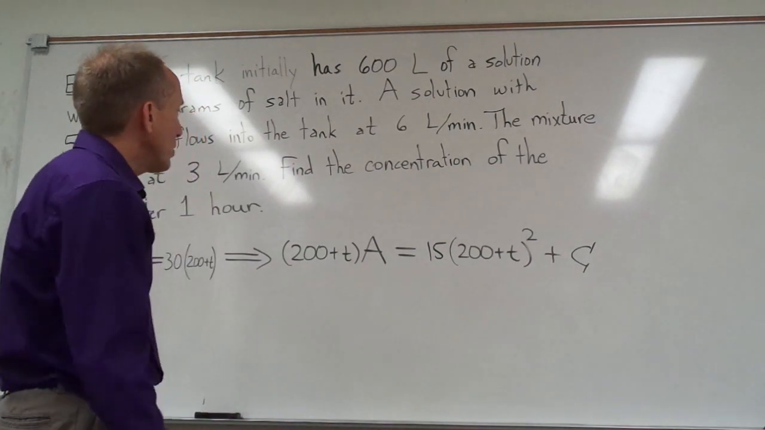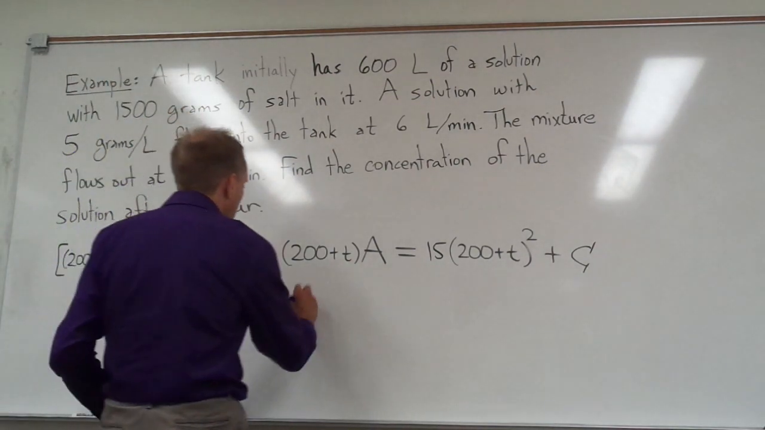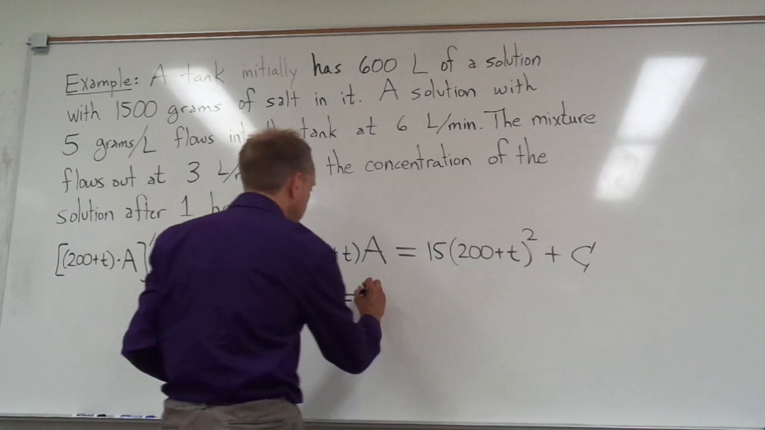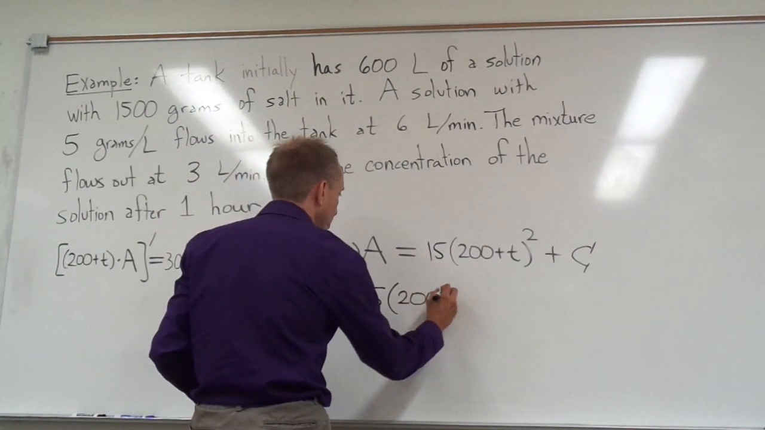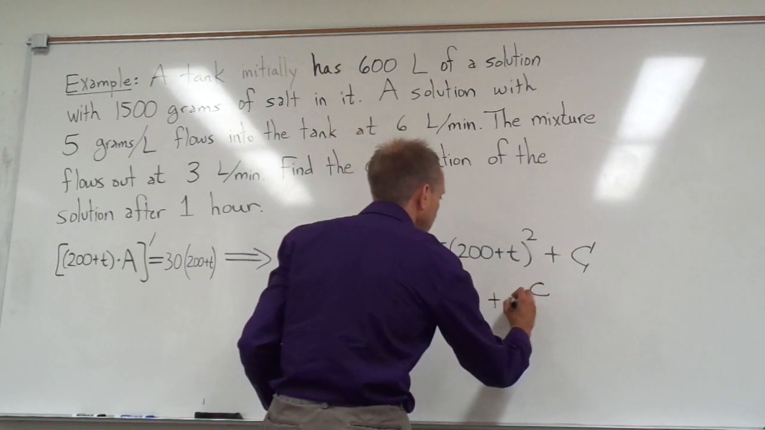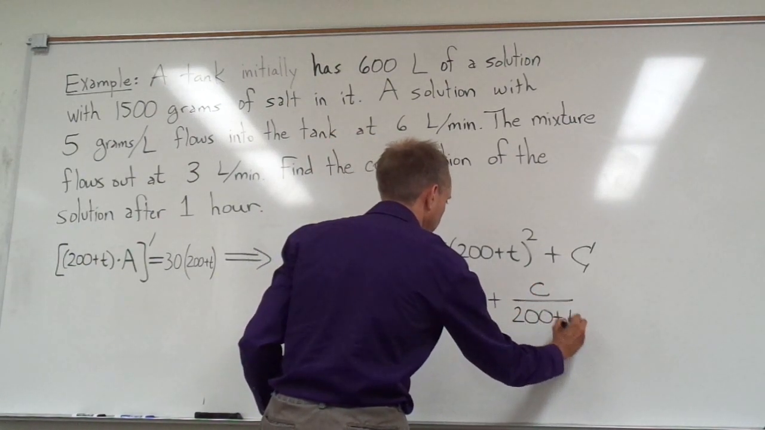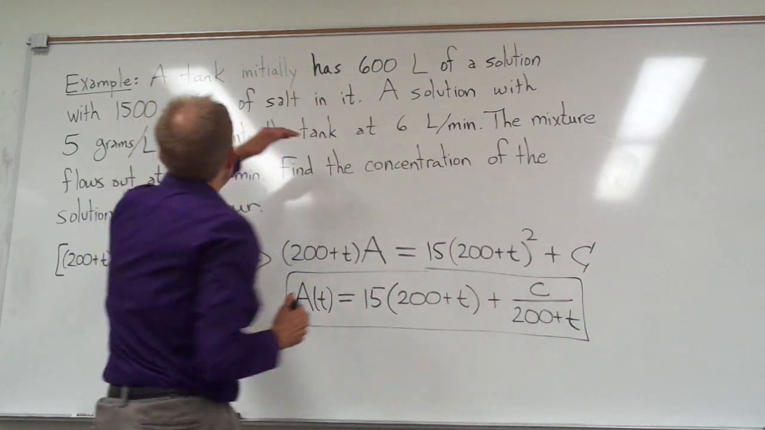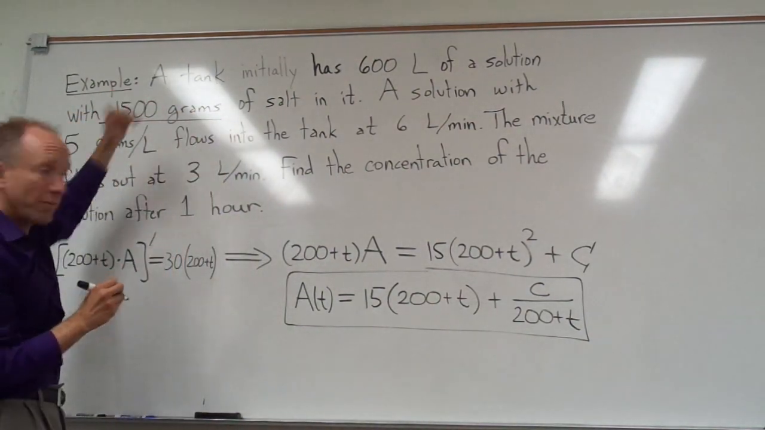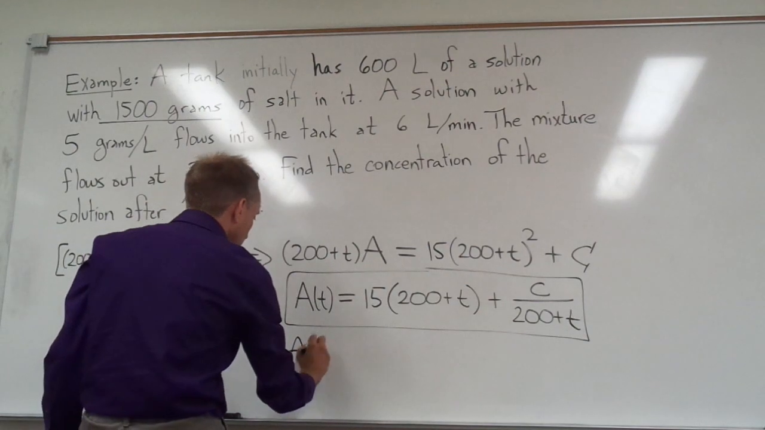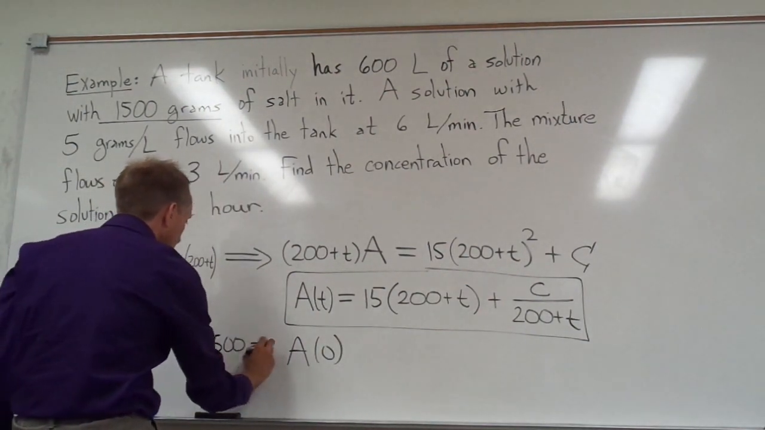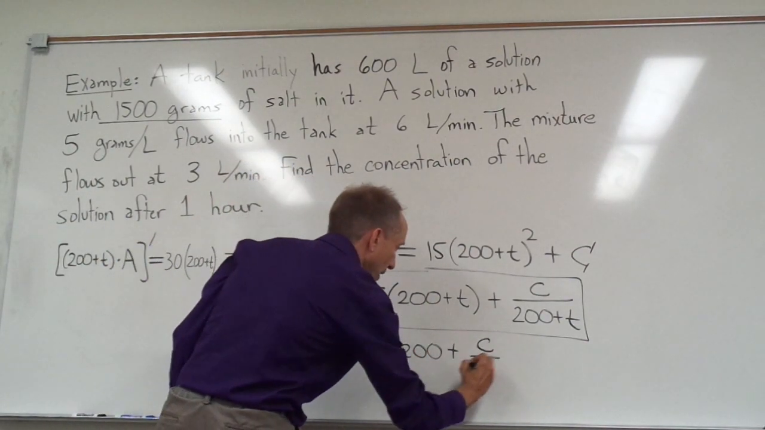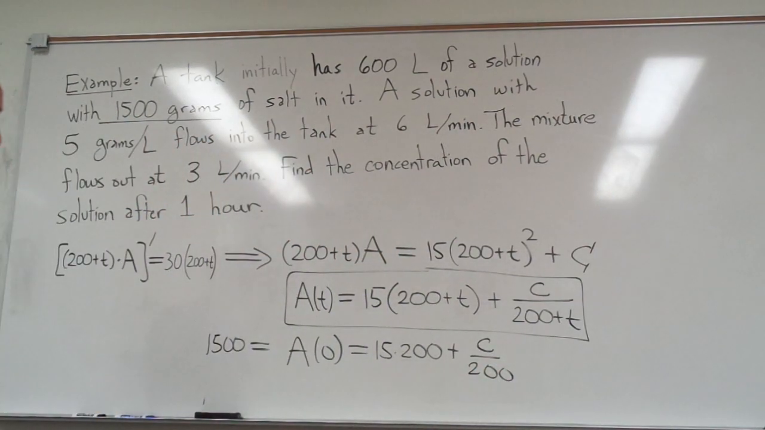Okay, great. So this is what we have so far. So the amount of chemical, if we wanted to solve for the A of t, I could just divide through by the 200 plus t. I would get 15 times (200 plus t), and then plus c divided by 200 plus t. Now, you may remember we were given an initial condition. Initially, at time 0, the amount of chemical is 1500. So I know that if I put in 0 for t, I should get 1500. So 15 times 200 here, plus c divided by 200 right here.